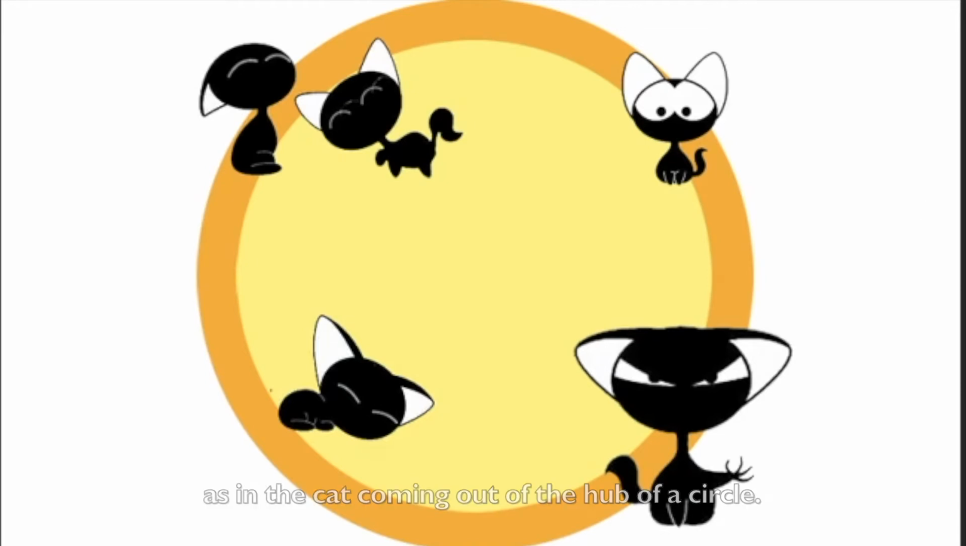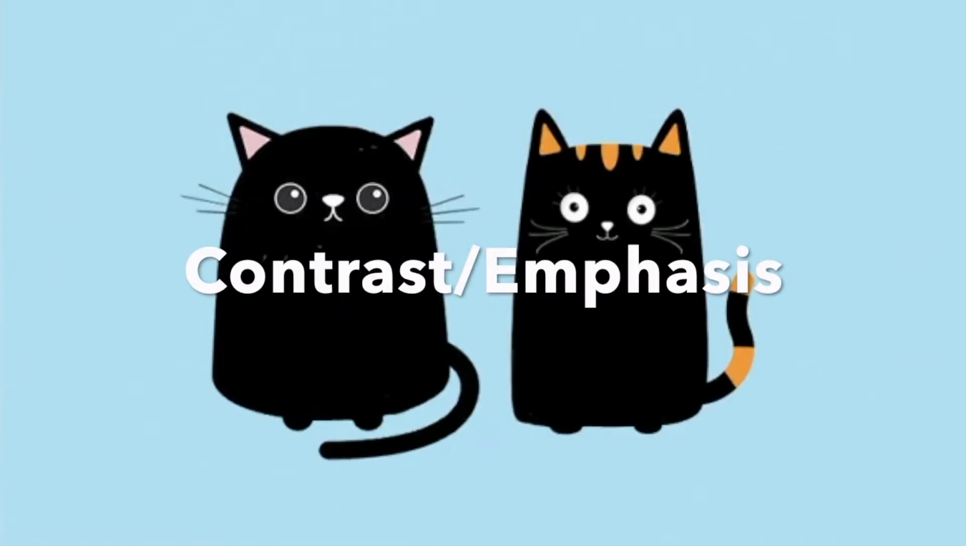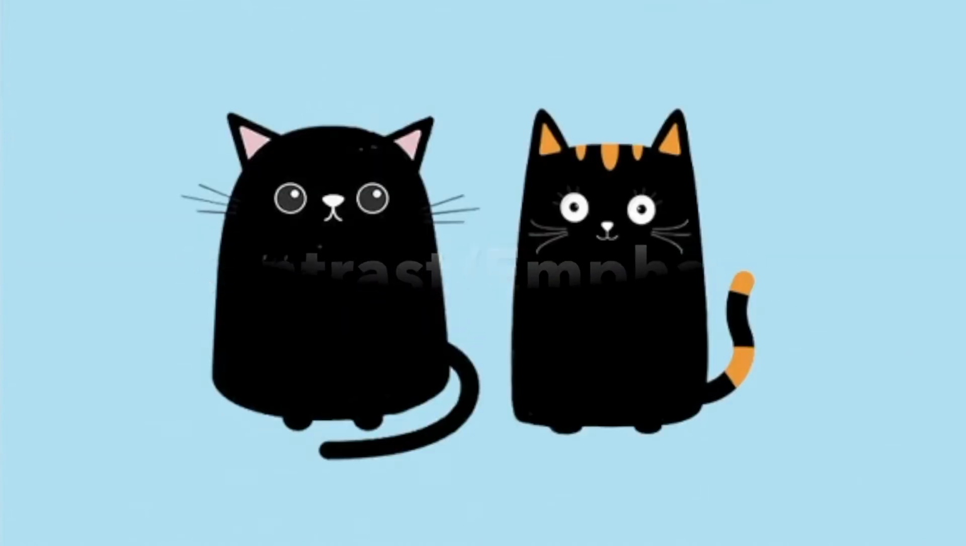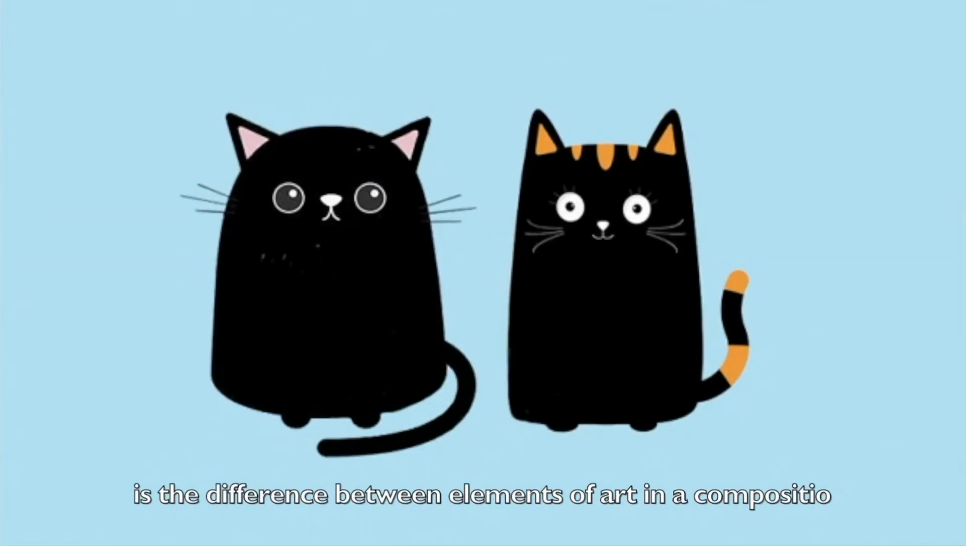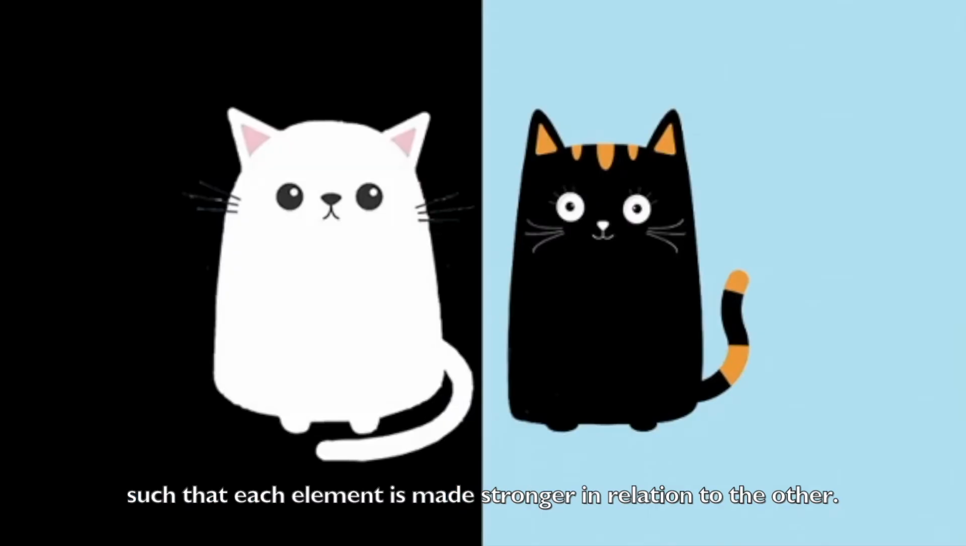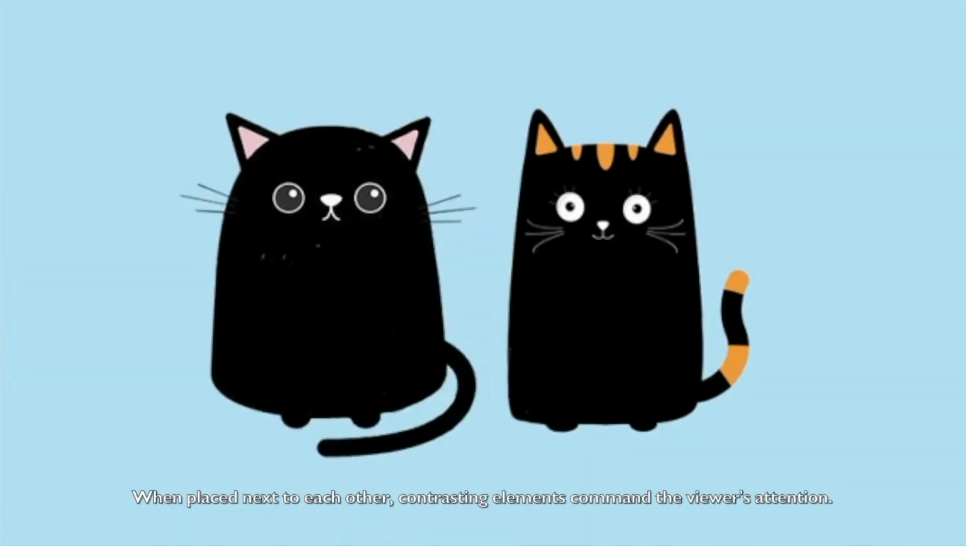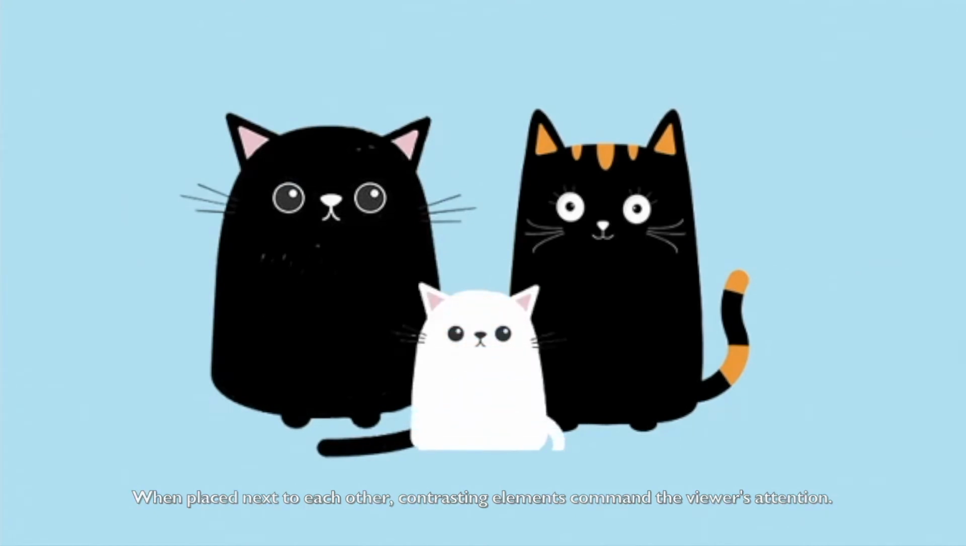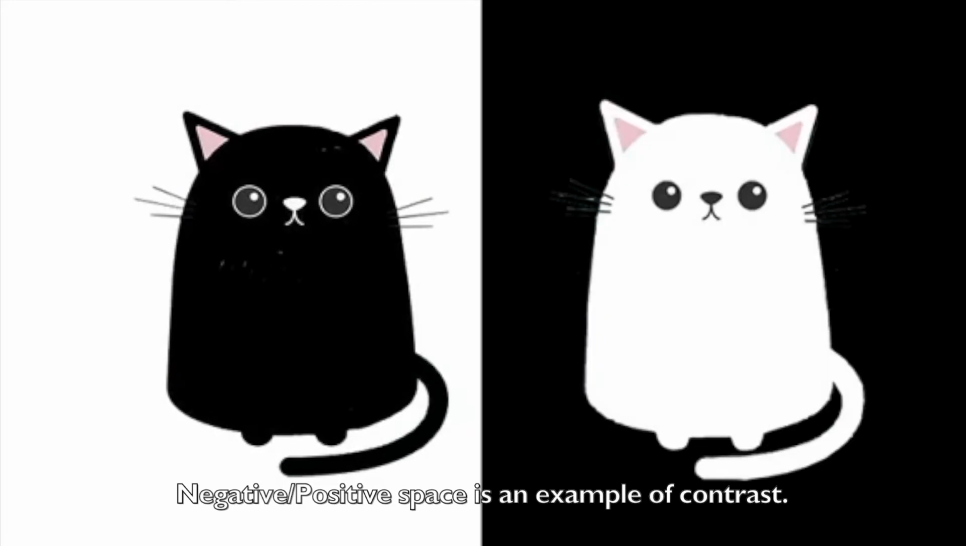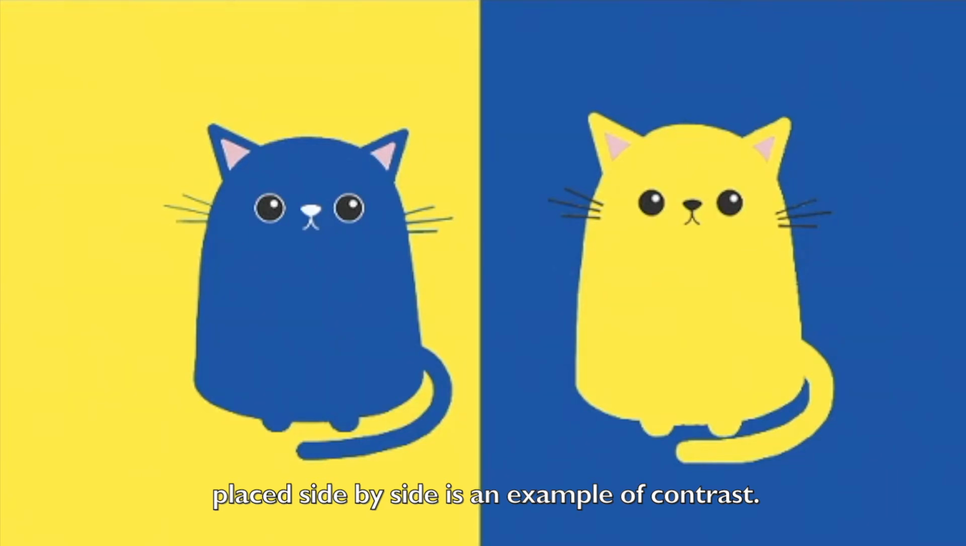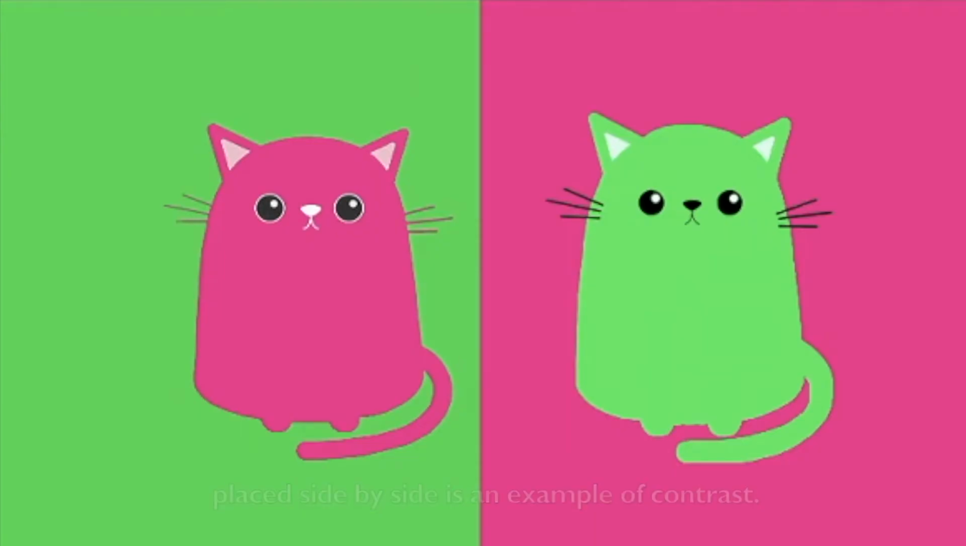Contrast or emphasis is the difference between elements of art in a composition, such that each element is made stronger in relation to the other. When placed next to each other, contrasting elements command the viewer's attention. Negative or positive space is an example of contrast. Placed side by side is an example of contrast.